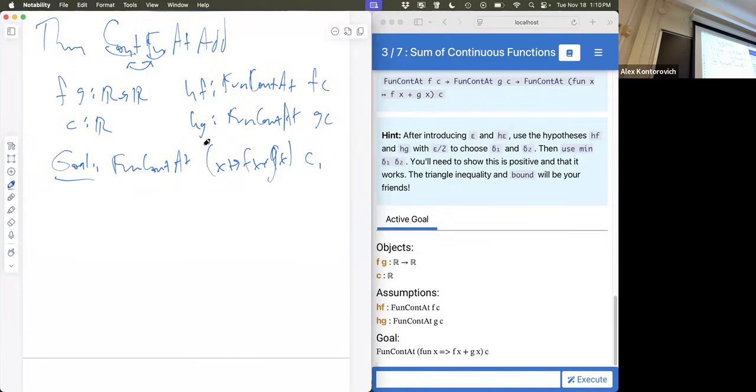Triangle inequality, yeah. The delta to be the min. There's two ideas. You use epsilon over 2, and which delta do you take? Well, you get a delta from F, you get a delta from G, take the smaller. And then triangle inequality, of course.